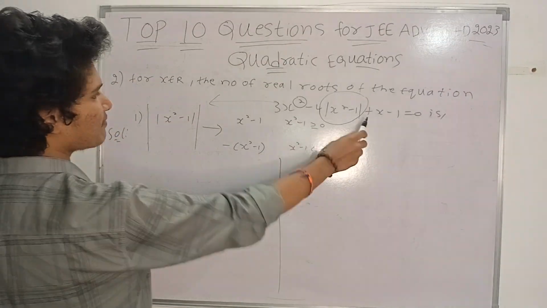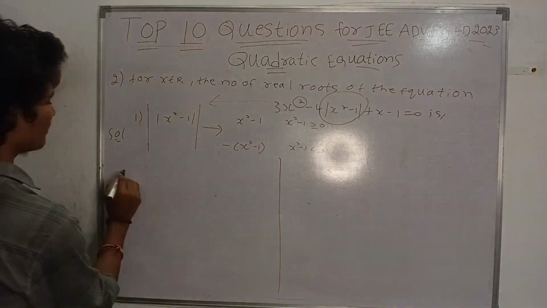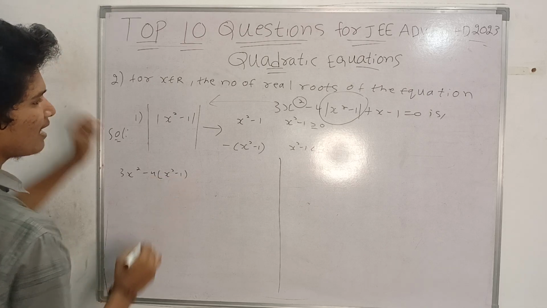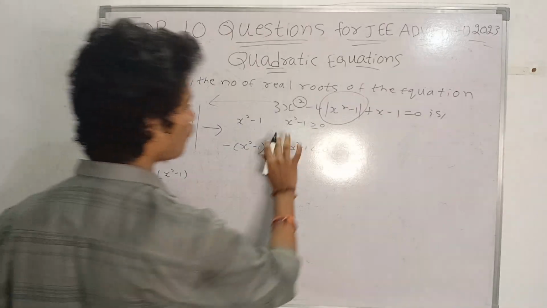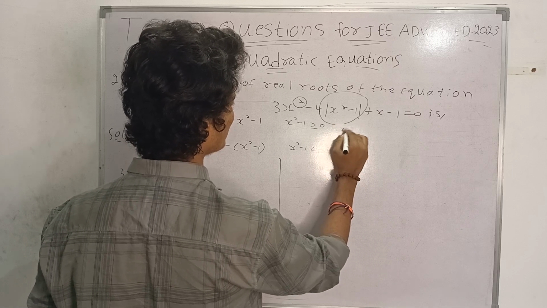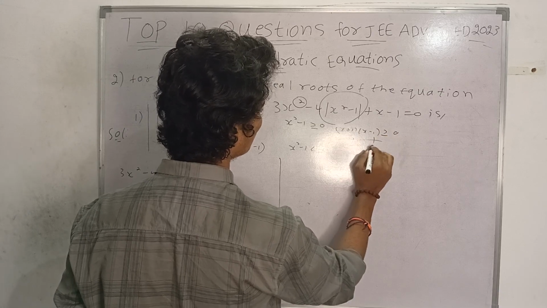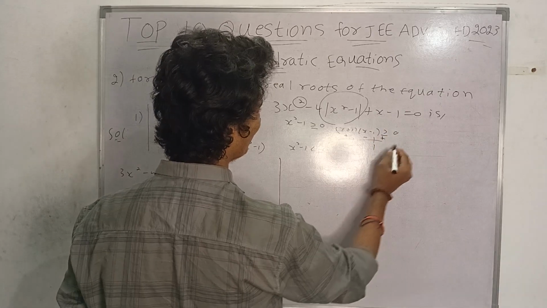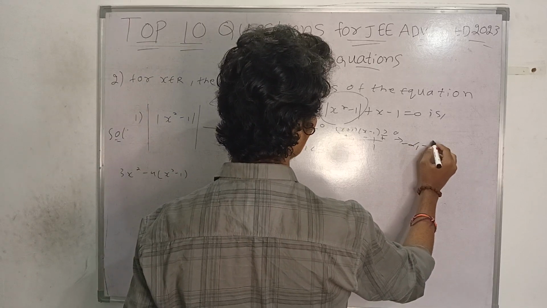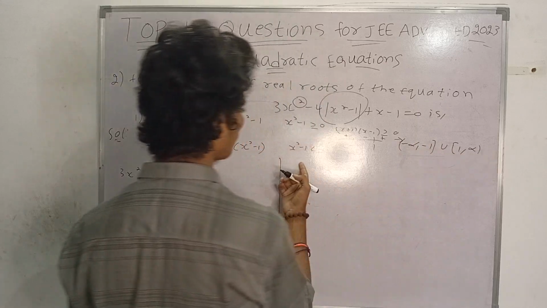Suppose I am considering x square minus 1 as greater than or equal to 0. So I can write this as 3x square minus 4 into x square minus 1, because I have taken x square minus 1 greater than or equal to 0. What does this imply? (x plus 1) into (x minus 1) greater than or equal to 0. If we take the wavy curve method, plus minus plus, the interval in which these lie is minus infinity to minus 1 union 1 to infinity.